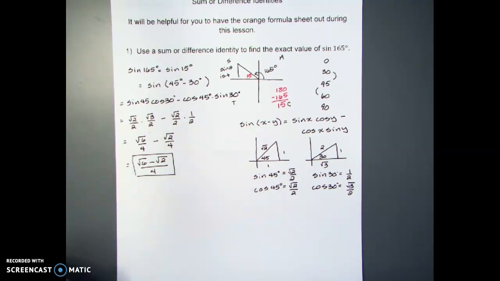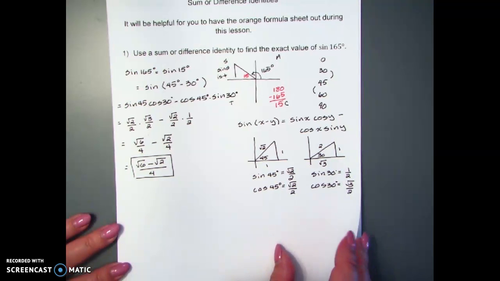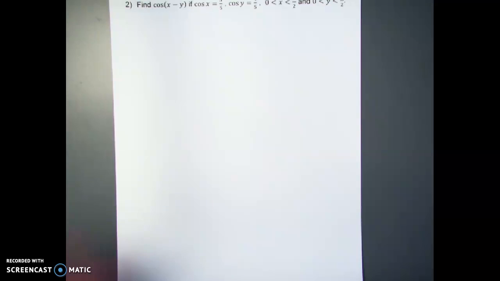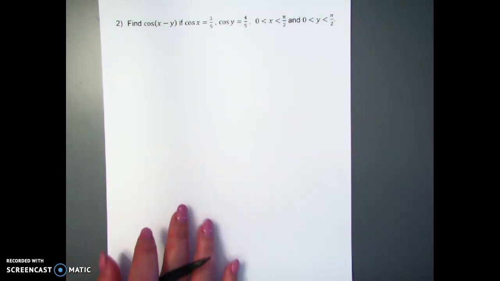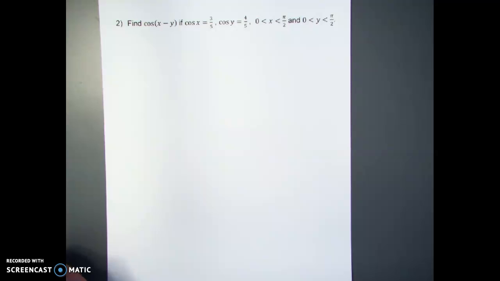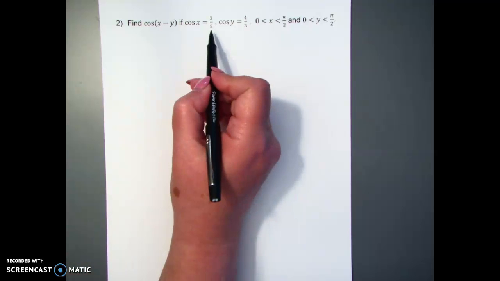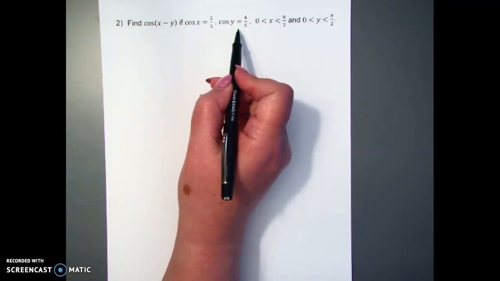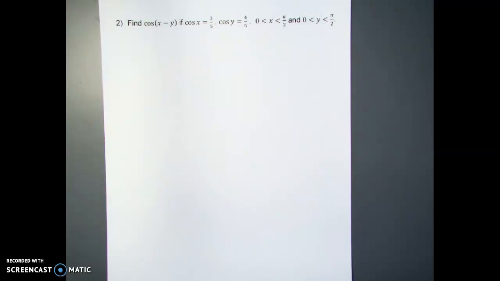So that is the exact value for the sine of 165 degrees. All right, so then another way we could ask this question is if I want to find the cosine of x minus y, knowing the value of the cosine of x, the value of the cosine of y, and knowing that x and y are angle measures in the first quadrant.